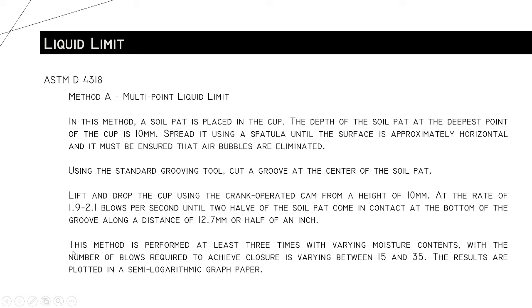So the rate should be 1.9 to 2.1 blows per second until the two halves of the soil pat come in contact at the bottom of the groove along a distance of 12.7 mm or half an inch. This method is performed at least 3 times with varying moisture contents, with the number of blows required to achieve the closure varying between 15 and 35. The test results are plotted on semi-logarithmic paper.